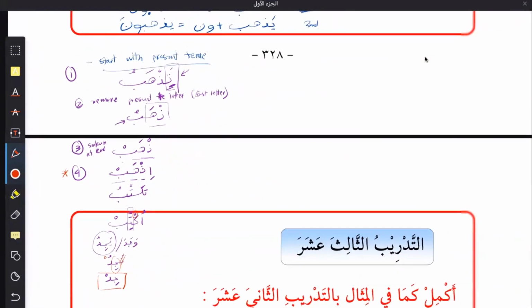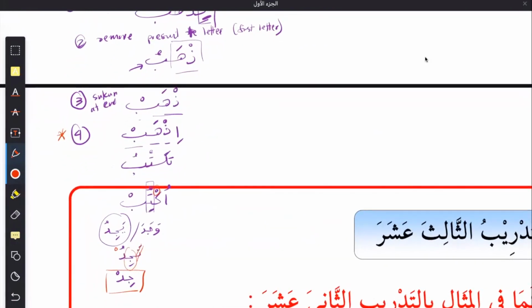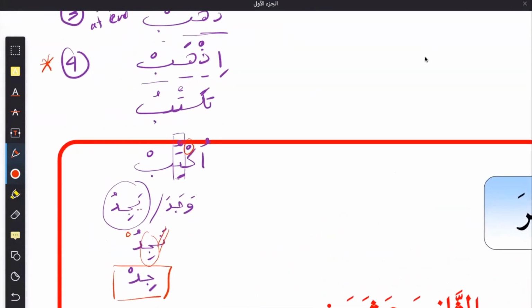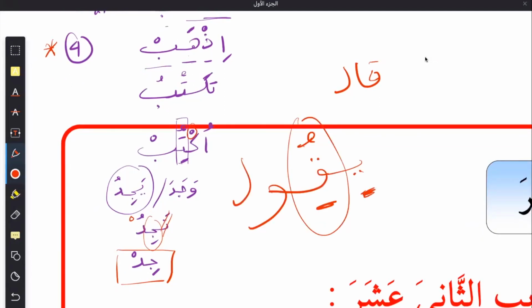Make sense, guys? So, yes, qala, exactly. Qala, why is it? Because qala, and what is the present tense? Yaqulu. The first letter in the present tense verb doesn't have a sukun. So you know it will not need hamzatul wasl.